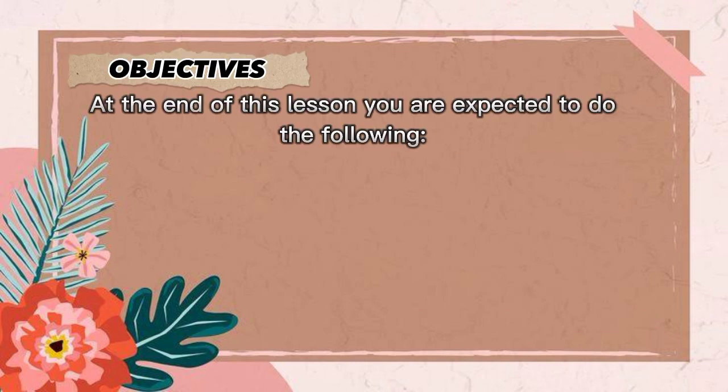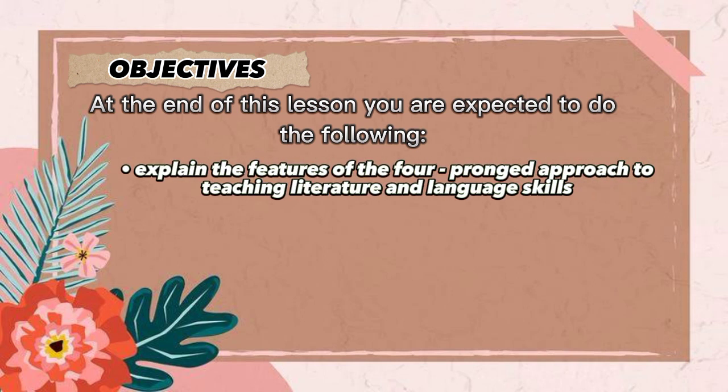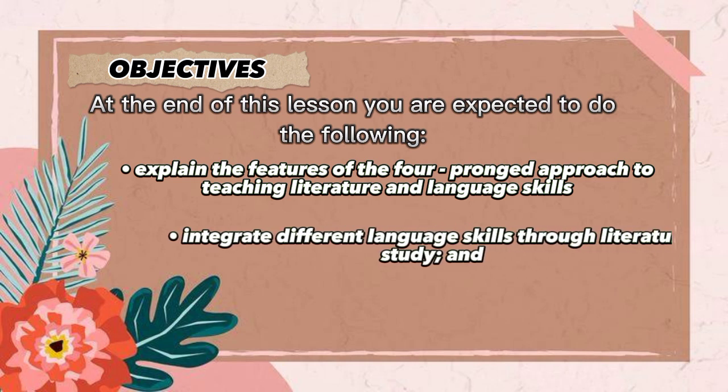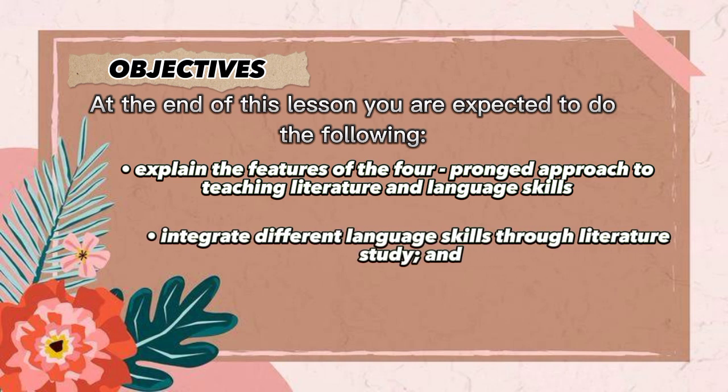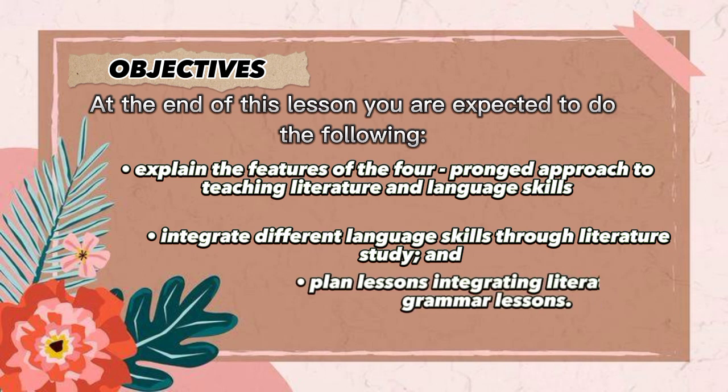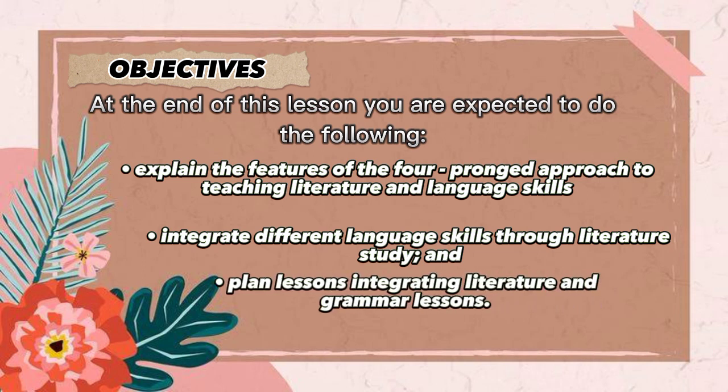Before we begin, let us know first the objectives for today's lesson. At the end of this lesson, you are expected to do the following. First, explain the features of the four-pronged approach to teaching literature in language skills. Second, integrate different language skills through literature study and plan lessons integrating literature and grammar lessons.